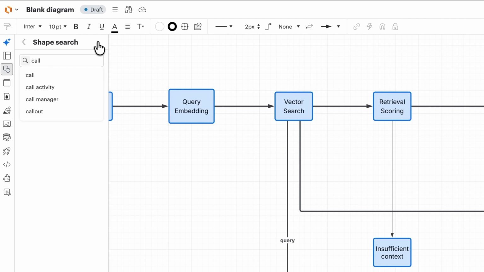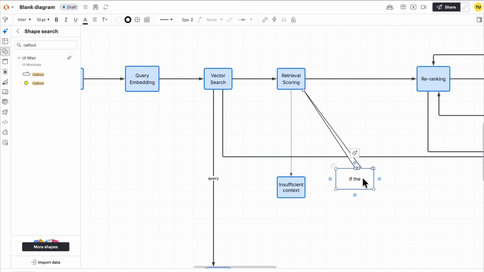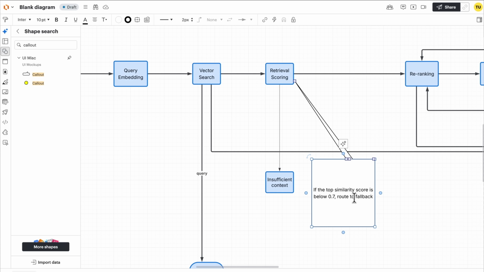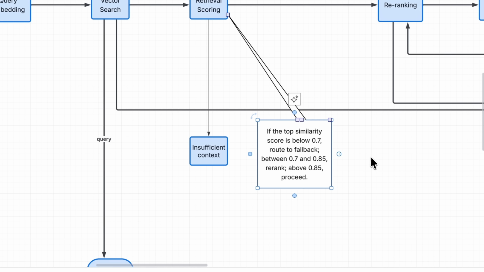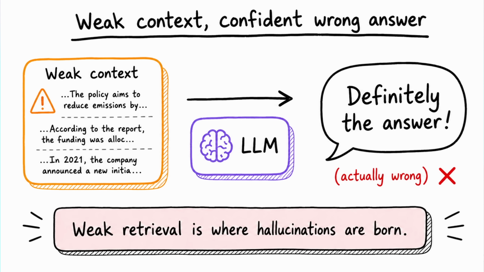Now, we will drop a callout next to retrieval scoring with the threshold policy. In the callout, we will write, if the top similarity score is below 0.7, route to fallback. Between 0.7 and 0.85, re-rank. Above 0.85, proceed. This decision is where most RAG systems fail. The model gets weak context and confidently makes something up. Defining the threshold before you write code is really the difference between admitting uncertainty and hallucinating.